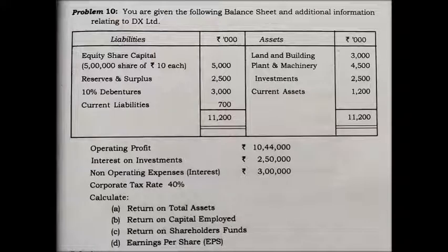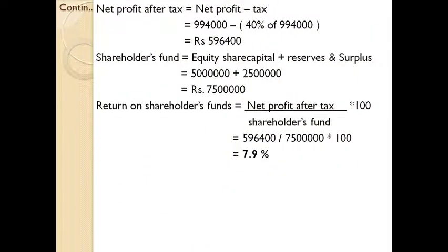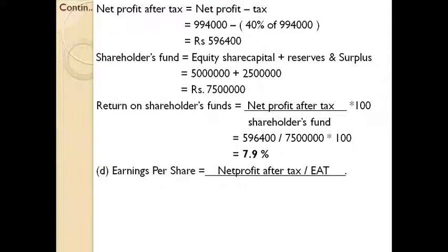And finally, earnings per share, otherwise known as EPS. The equation for finding the value of EPS is net profit after tax, or earnings after tax, or EAT, divided by the number of equity shares. In some cases, the equation uses the number of equity shares outstanding. Actually, the concept is the number of equity shares existing in the concern. The net profit after tax is already computed in the previous case, 5,96,400, divided by the number of equity shares.